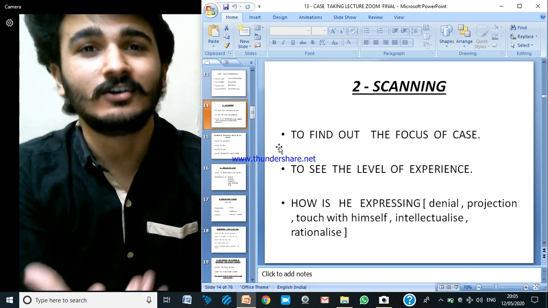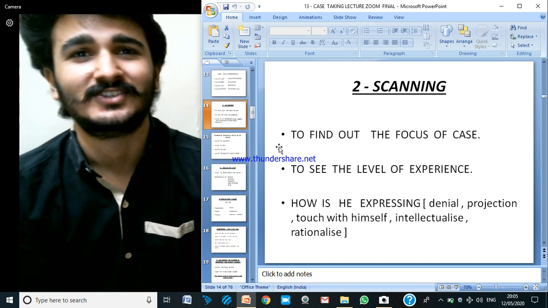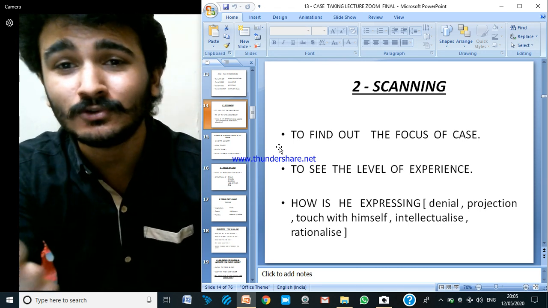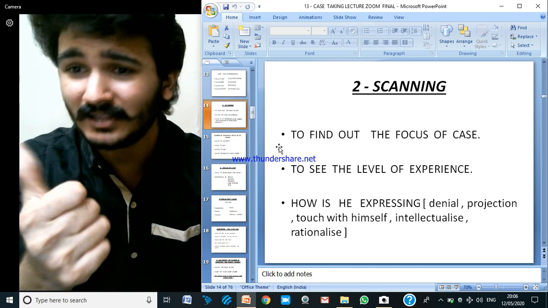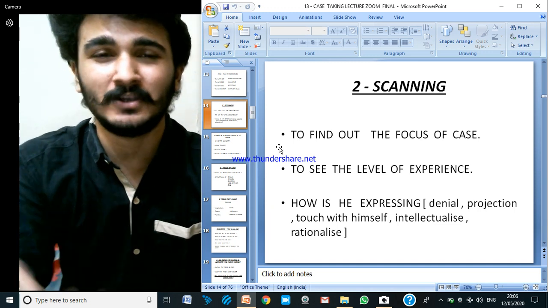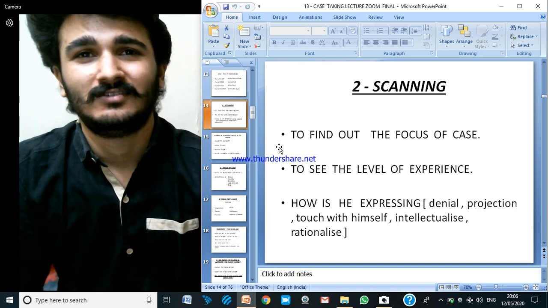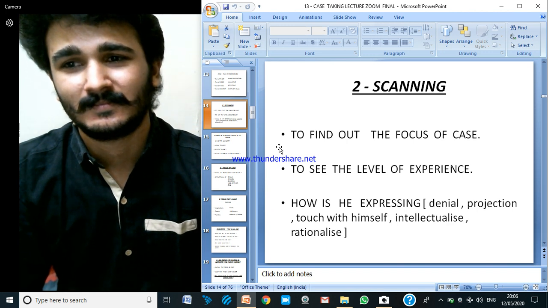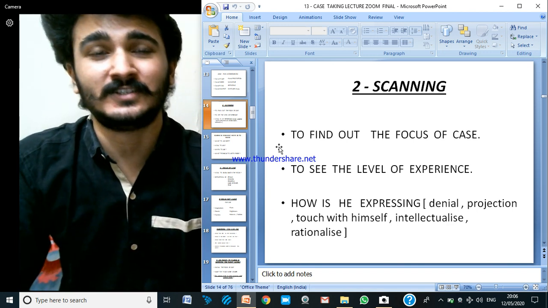So, nonsense talk in the initial minutes. This is the beauty of case study. This is what you have to see. You have to feel it. When you feel this, only then can you know what the patient wants to speak out. You have to see how he is expressing.